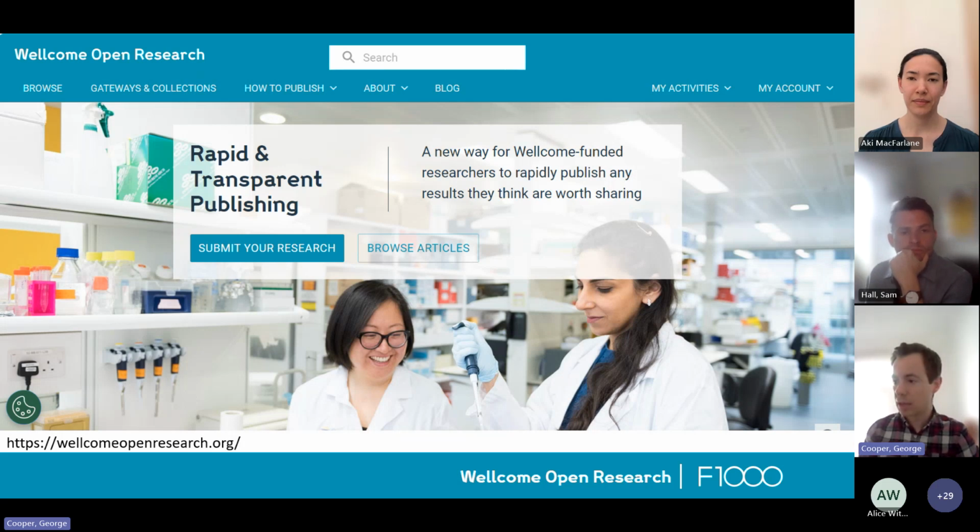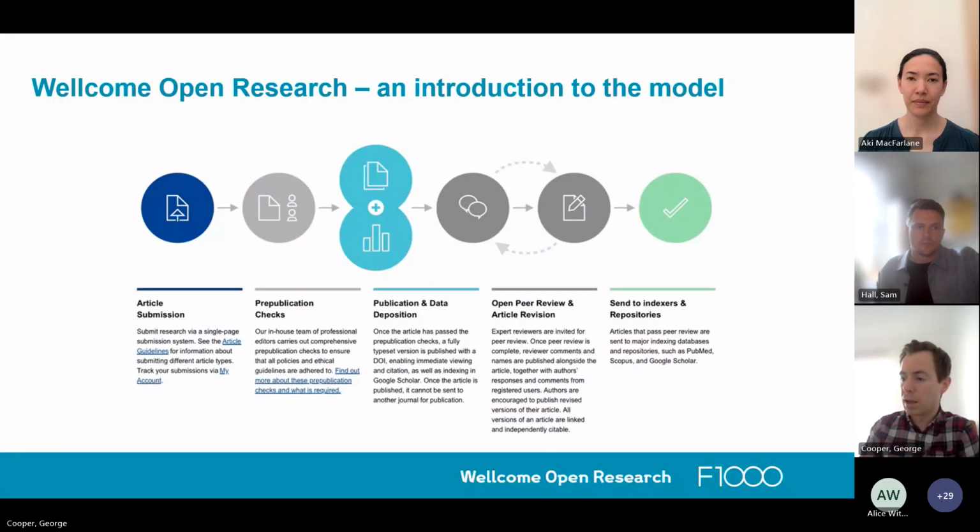It's different from a standard journal in many ways, which we're going to see in a moment. As I said, it's a place for you as a Wellcome funded researcher. So in terms of the model, one of the key unique features of the platform is that it follows a post-publication open peer review model, which is broken down here.